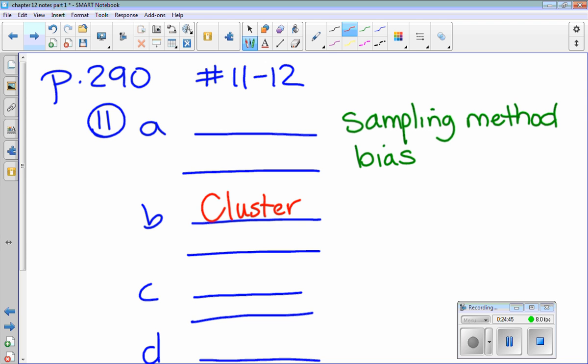How about C: send a survey home with every student and ask parents to fill it out and return the next day. If you're sending one to every student, what is that? That's a census. And we should say it's actually an attempt at a census. It's not a true census unless everybody returns it, right? So it's going to have some bias attached to it. We'll talk about what that is in a minute. Or what's the difference between nonresponse and voluntary response? We'll get to that in 2 minutes.